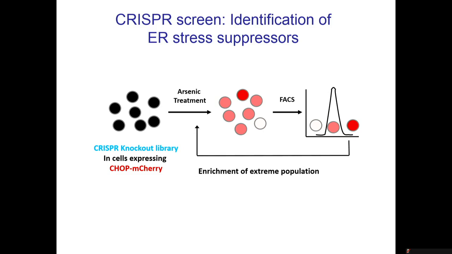If you hit a gene that normally suppresses the cells' response to arsenic, and you remove that suppressor, the cells will respond more dramatically than normal. Therefore, this is what I would call redder cells. By doing flow cytometry, or FACS, fluorescence activated cell sorting, you can sort these different populations. And in some cases, you need to resort them, just to make sure that you enrich this extreme population and remove the bystanders.